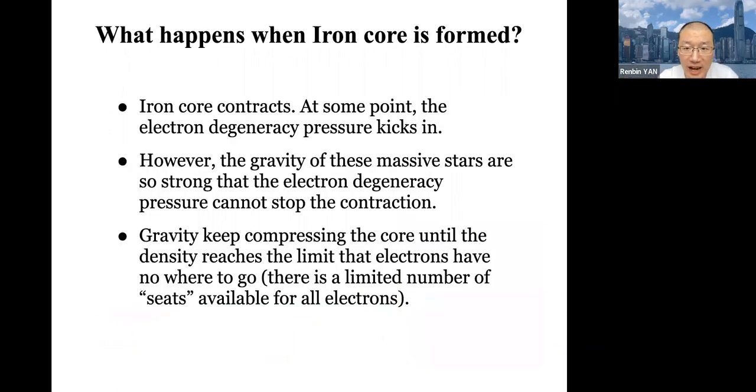So what happens when an iron core is formed in the center of a star? The iron core will contract. It will continue to have gravitational contraction until at some point the electron degeneracy pressure kicks in. However, the gravity of these massive stars is so strong that electron degeneracy pressure cannot stop the contraction. Gravity keeps compressing the core until the density reaches a limit where electrons have nowhere to go, but this gravity is still strong. There's a limit to how much electron degeneracy pressure can be produced.